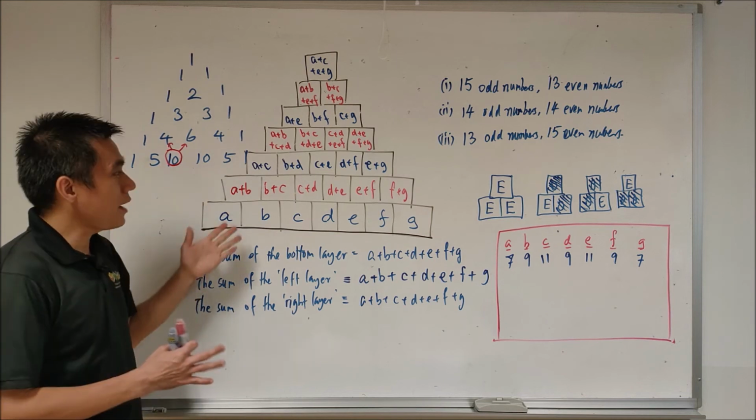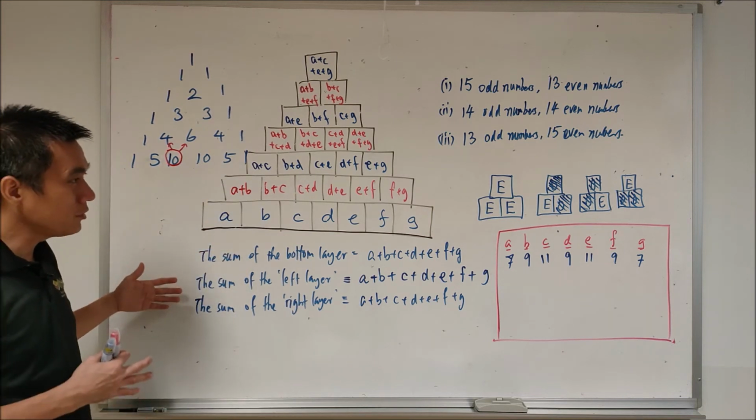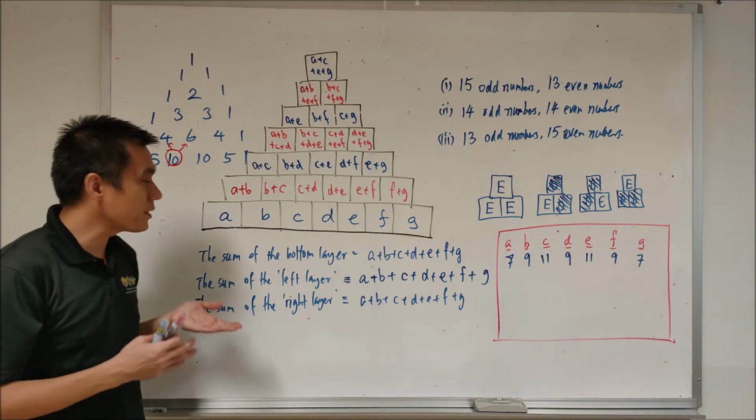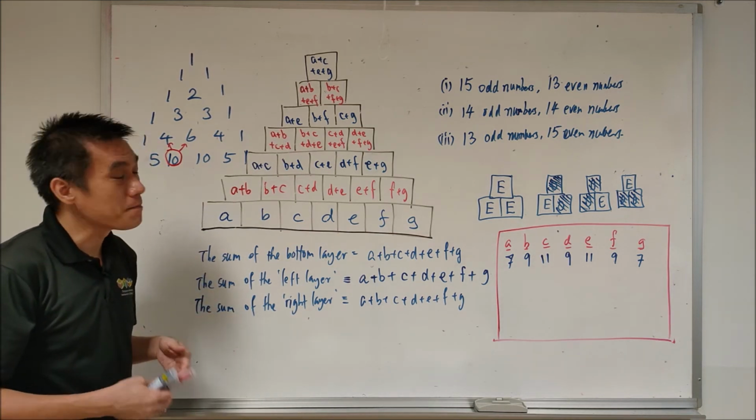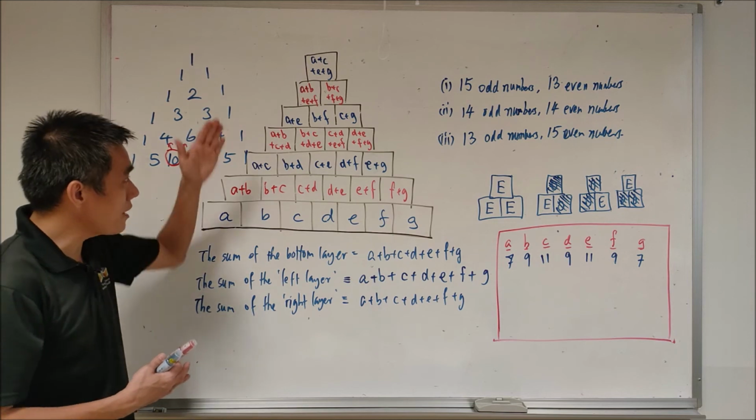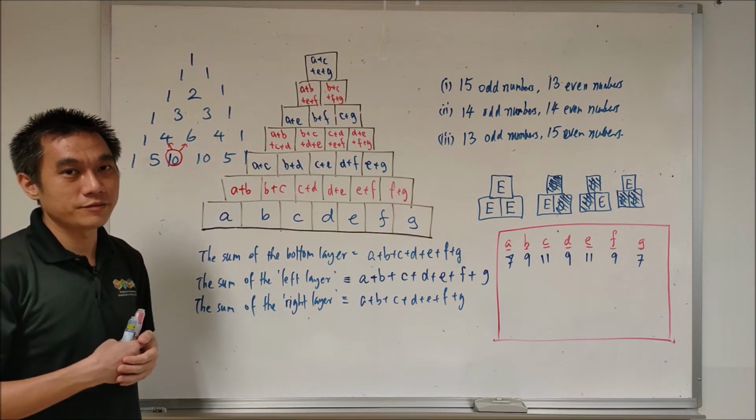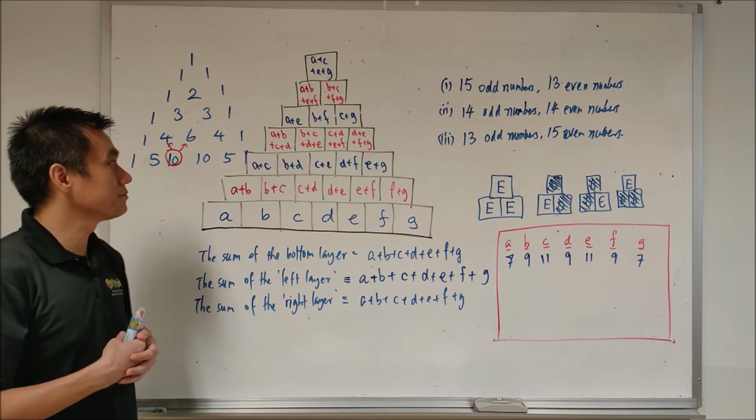The result that we have here is only enjoyed when there are 7 layers. When n equals 6, the parity of the sum of the bottom layer may not be the same as the parity of the left layer or the right layer. And this is one of the examples as shown.